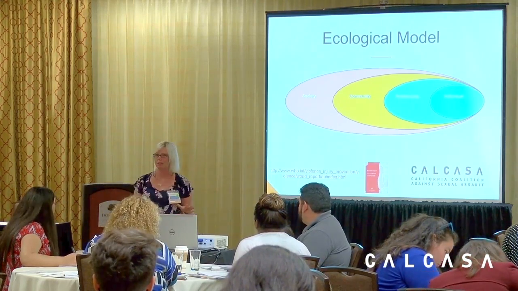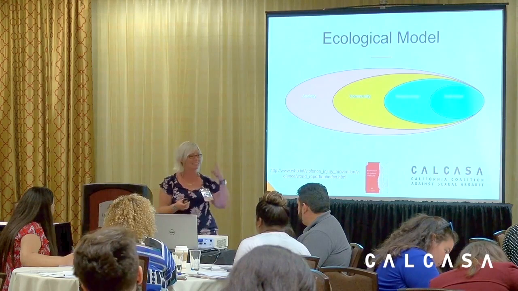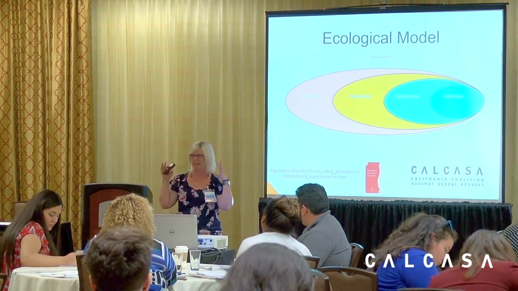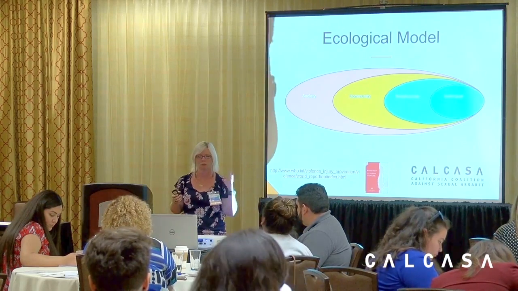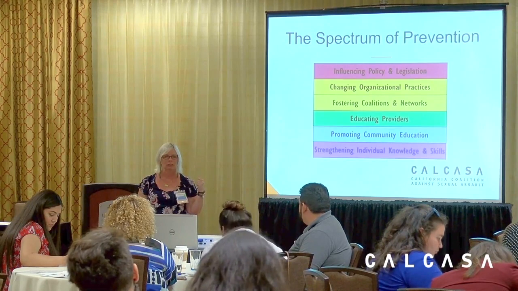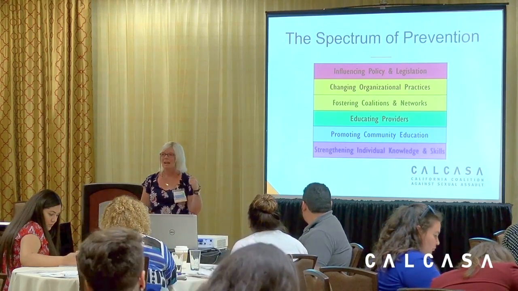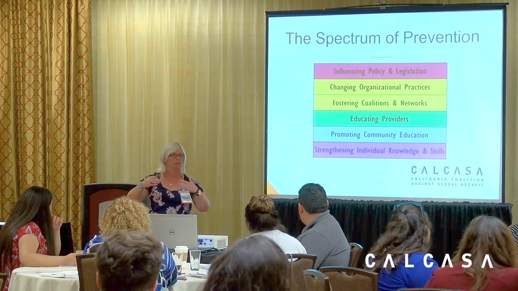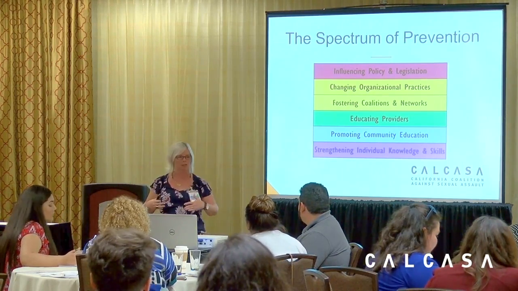and I find people have their favorite, one makes more sense to them, in their head and how they arrange things. So one is the ecological model, and the second one is the spectrum of prevention. So, they're similar, right? It's a similar idea, looking at levels of influence on an individual.